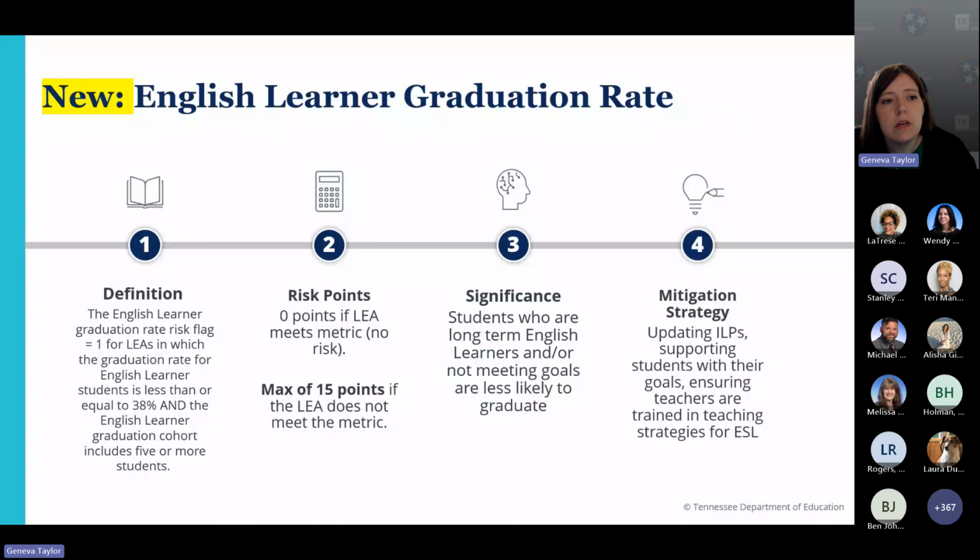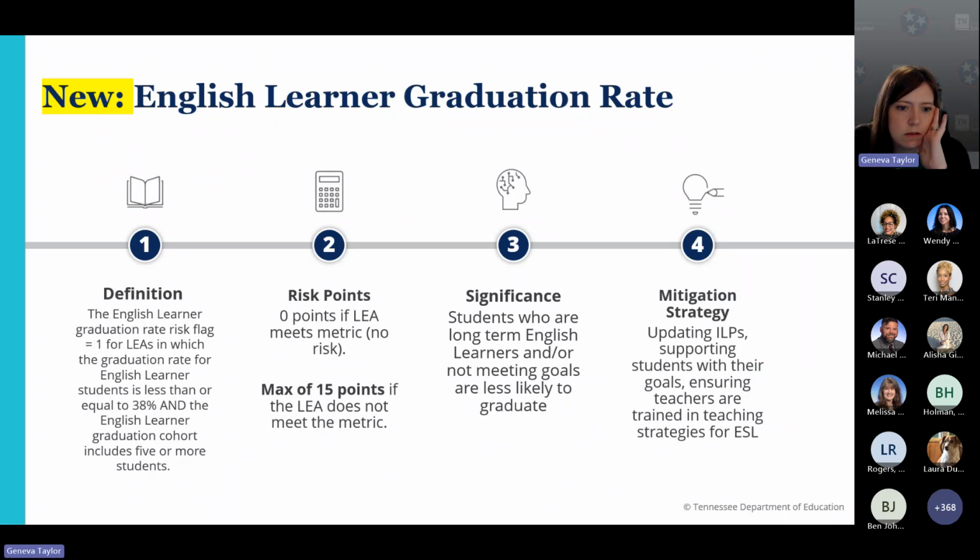Our new category here is English learner grad rate. This is going to be very similar to foster care and the others. But basically, we're looking at a grad rate risk flag. If that flag shows us that English learner students' graduation rate is equal to 38%, and the cohort is 5 or more students. So we're looking at that grad rate.